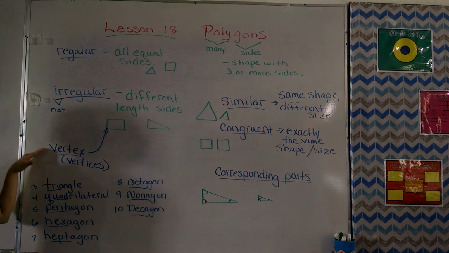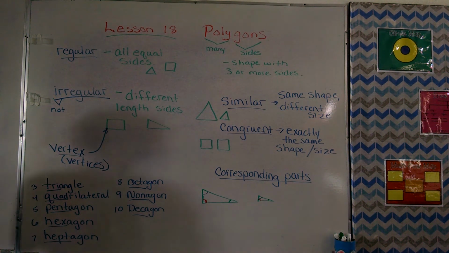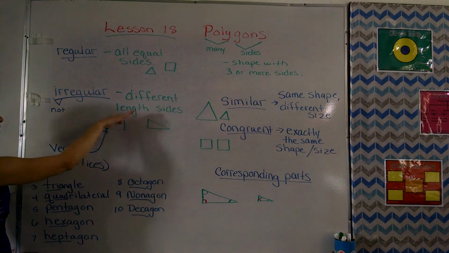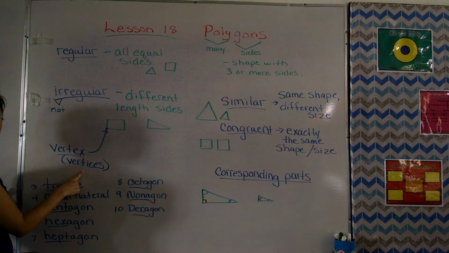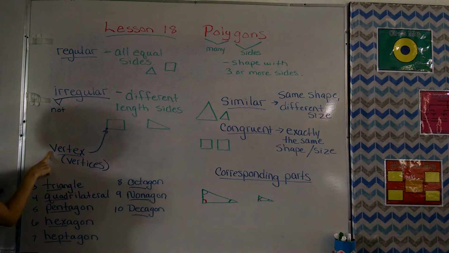You'll hear us talk about the vertex or the vertices a lot. I want to make sure we get that in our notes too. When we're talking about shapes, the sides are the lines that go around. The corners are the vertices. If there's one of them, we call it a vertex. If there's more than one, we call it vertices.